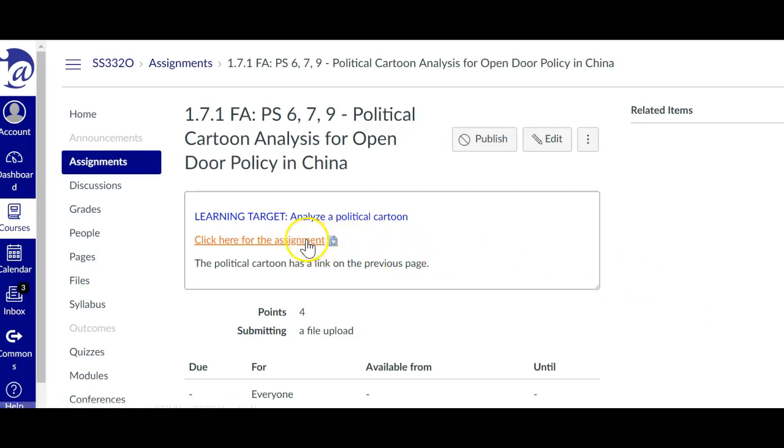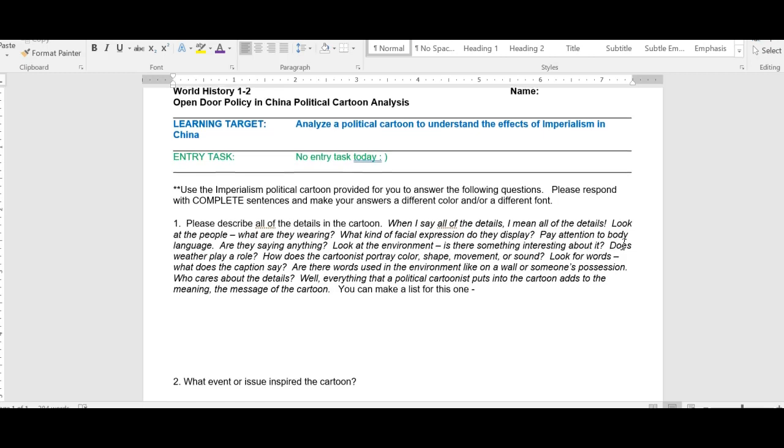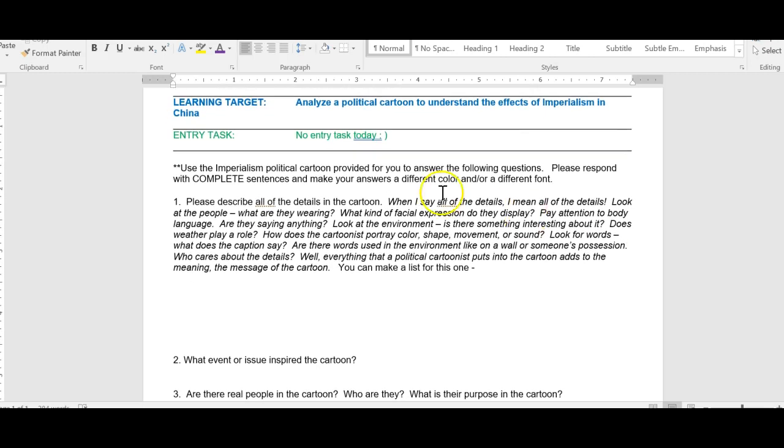That's going to give you the assignment. So here we have the assignment opened, and the learning target reads that you're going to analyze a political cartoon to understand the effects of imperialism in China. So the very first question says, please describe all the details in the cartoon. And I wrote, when I say all of the details, I mean all of the details.